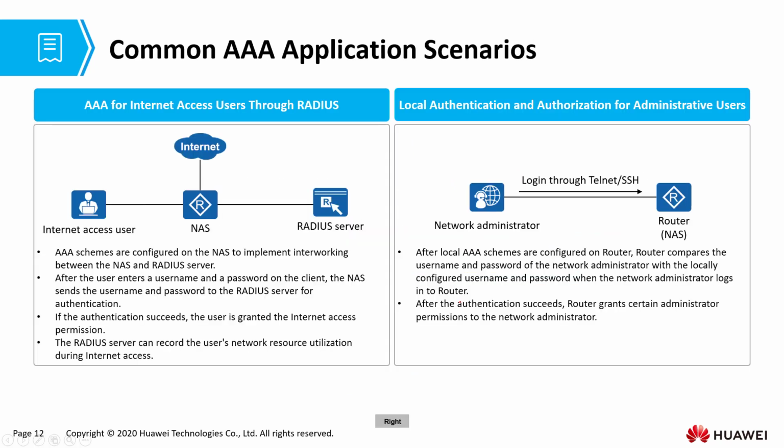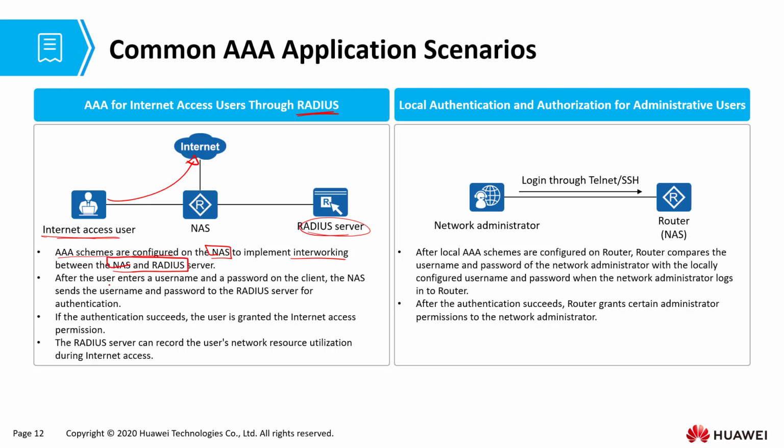Now, I'm giving just two typical application scenarios of AAA. First of all is when internet users are accessing the internet through Radius. In this case, you have an internet user who wants to use the internet, but the network has a Radius server to authenticate, authorize, and do accounting for the users. The AAA schemes will be configured on the network access server to implement interworking between the network access server and the Radius server.